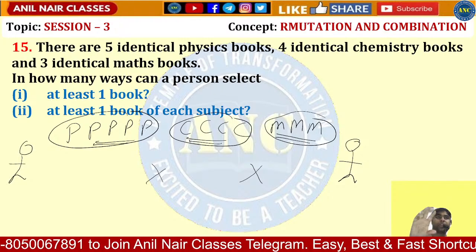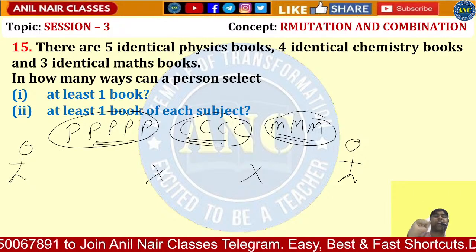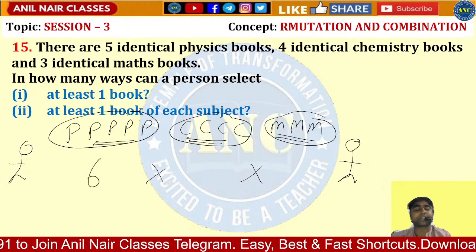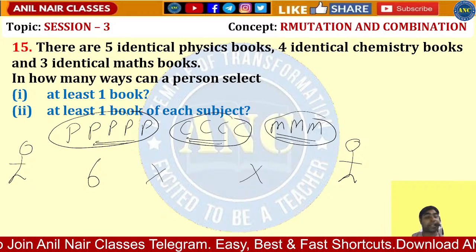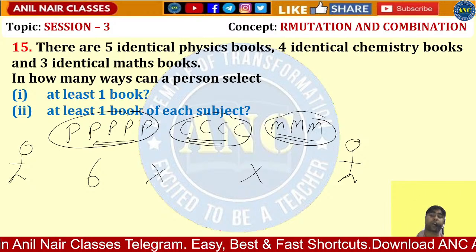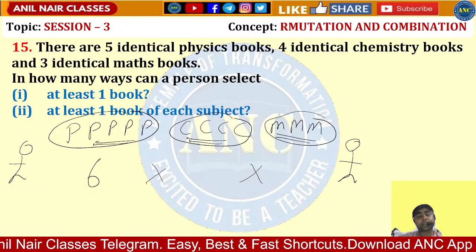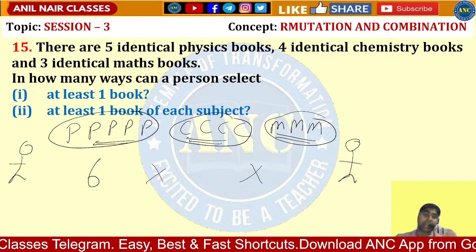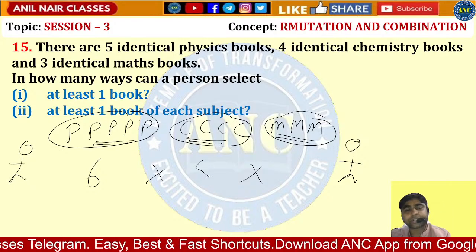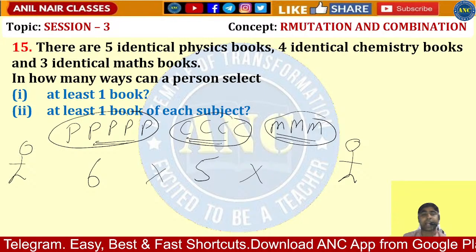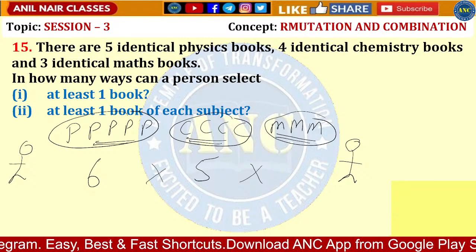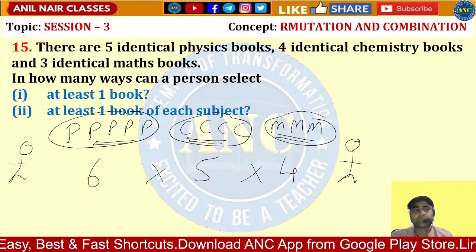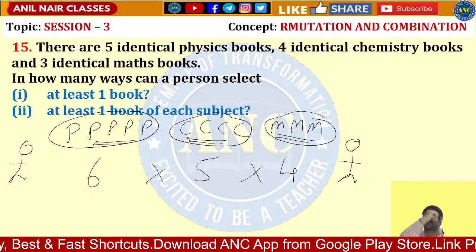I can choose 1, 2, 3, 4, 5 or none. Understanding my point? So I have 6 options here. For the next one, I can choose 1, 2, 3, 4 and again none, so I have 5 options here. And for the next one, I can choose 1, 2, 3 or none, so I have 4 options here. So 6 into 5 into 4 would have been the answer if I can choose any number.